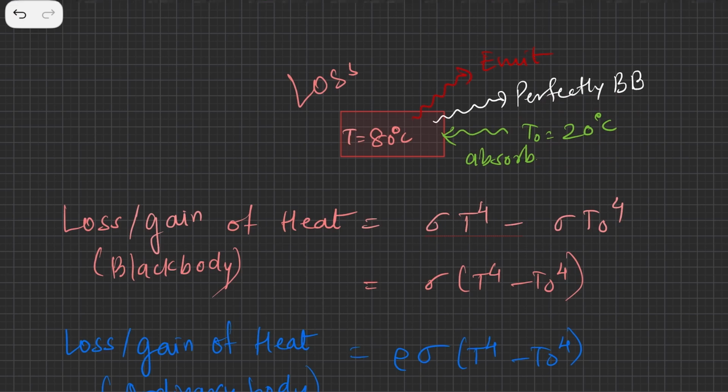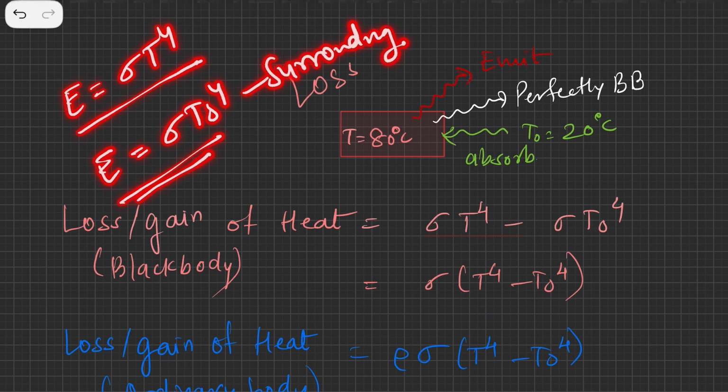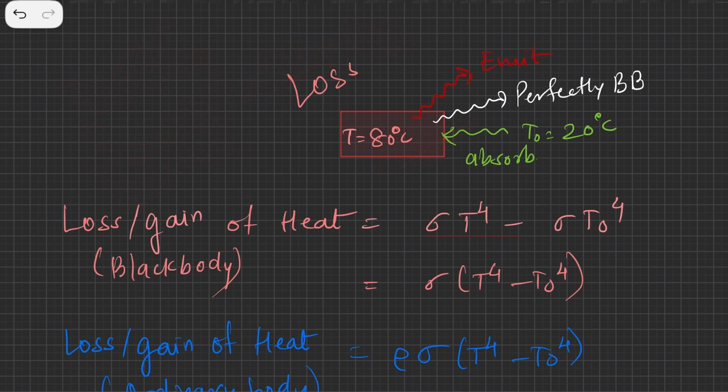So I can say, okay, E is equal to sigma T raised to 4. This is the amount of energy emitted by the body. But E is equal to sigma T0 raised to 4. This is the amount of energy emitted by the surrounding. And this amount of energy which is emitted by the surrounding is going to get absorbed by the black body. So that's why the net would be sigma T raised to 4 minus sigma T0 raised to 4.